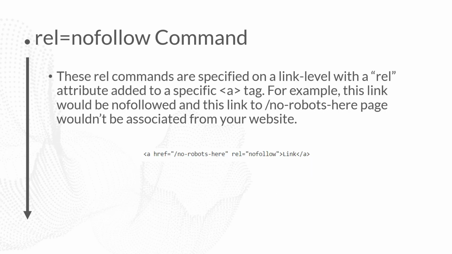If you decide that you want to use the rel nofollow command, then you want to specify this at the link level, so within that A tag. Within the A tag, you're going to have a rel attribute and then specify nofollow, sponsored, or UGC within that rel attribute. In this example, we're saying that the link to no robots here has a rel equals nofollow.